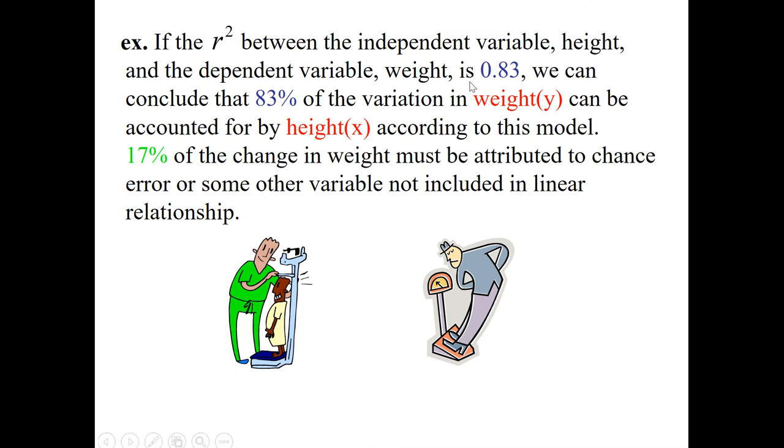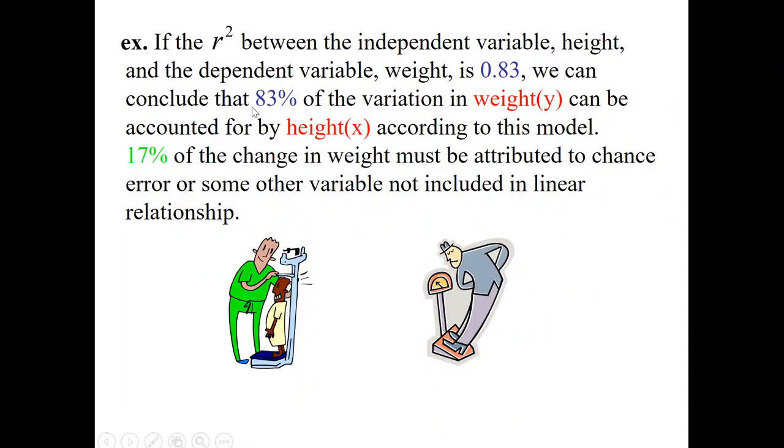So if the R squared between the independent variable height and the dependent variable weight is 0.83. So again, independent variable, that would be our x-axis. The dependent variable would be our y-axis. If that R squared value is 0.83, then this is what we say. This is how we interpret R squared.